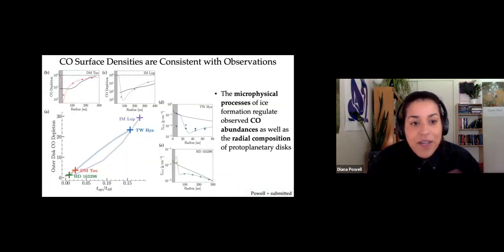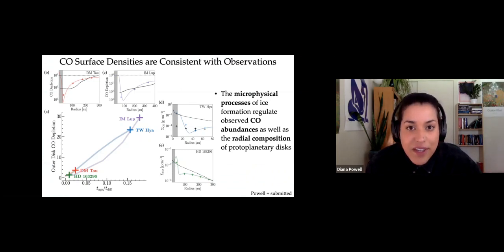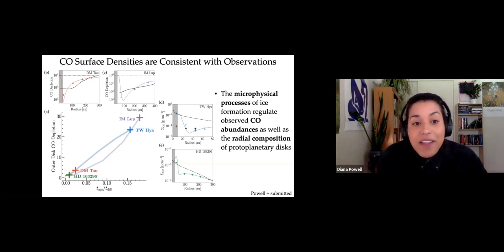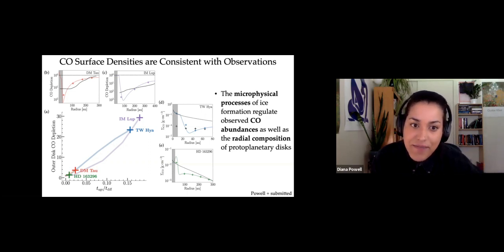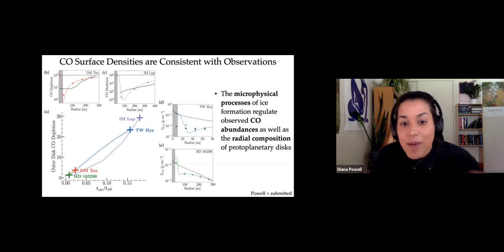And so with this model, we find good agreement between our results and observations, as I'm showing in plots B through E, the small plots around the big plot. And in our modeling, we find that this process depends strongly on diffusion, which contributes to the observed variance of CO depletion in different disks. So in the large plot here, you can see that the amount of observed depletion in the outer disk depends on the amount of diffusion that is operated in the lifetime of these disks.